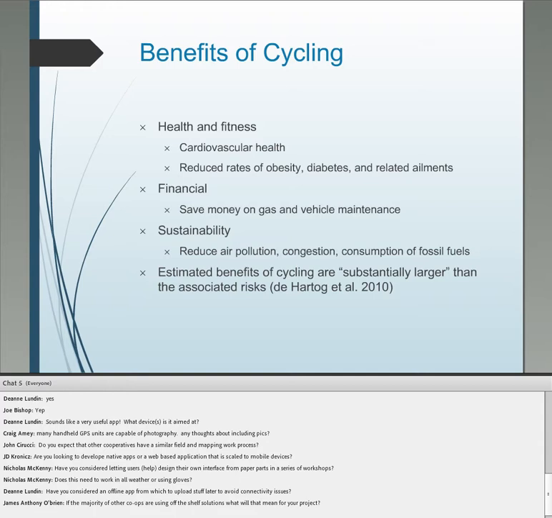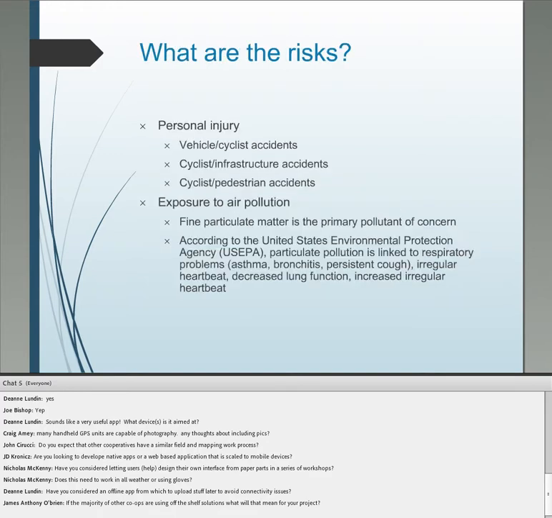Financially, if you cycle as an alternative to using your car, such as for commuting or to run errands, you can save money on gas and car maintenance, and depending on where you live, you might be able to give up owning a car altogether. And as far as sustainability goes, choosing a bicycle over a car will reduce air pollution and noise pollution and lessen the consumption of fossil fuels. One study analyzed the various benefits and risks of cycling and found that the benefits are substantially larger than the associated risks. So what are some of those risks?